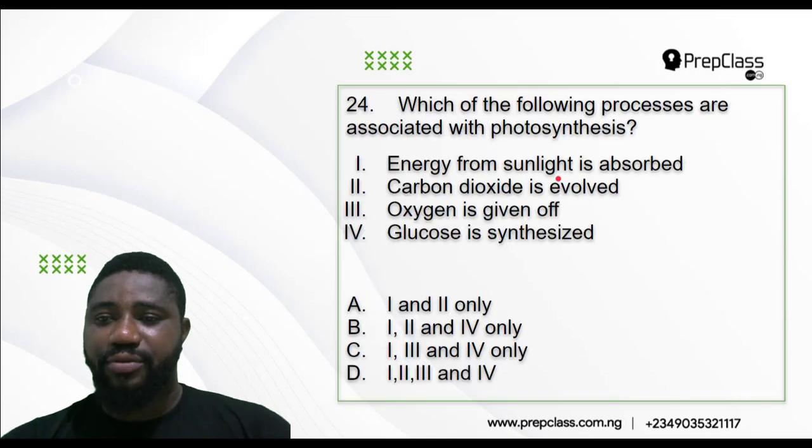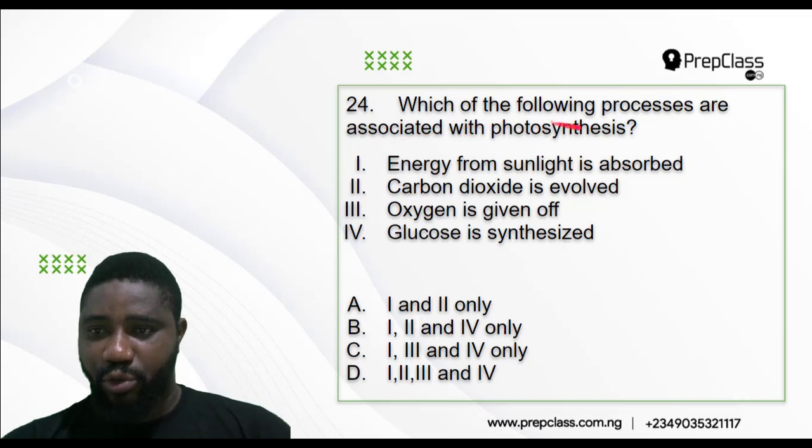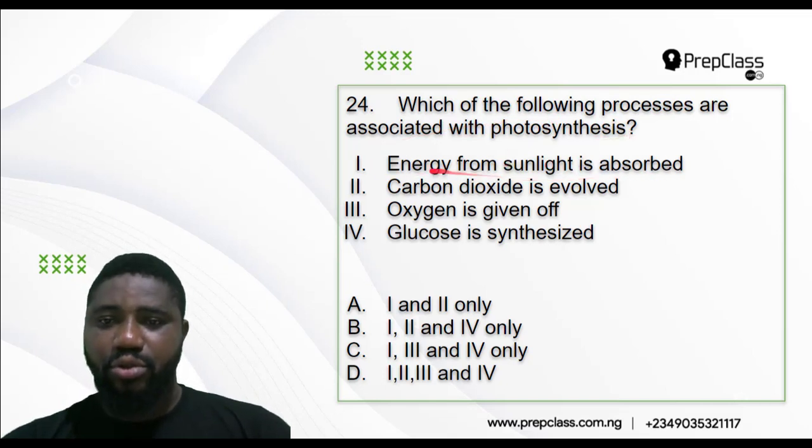Now let us look at 24. Which of the following processes are associated with photosynthesis? One, energy from sunlight is absorbed. Two, carbon dioxide is evolved. Three, oxygen is given off. Four, glucose is synthesized. So they are asking us which of maybe two or three or all of them are associated with photosynthesis.